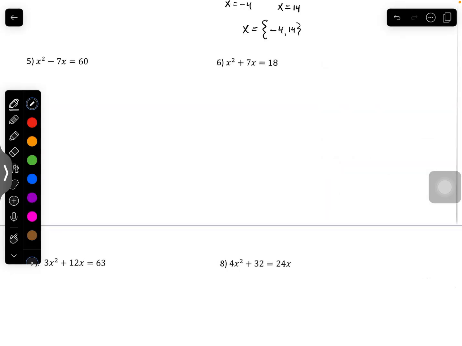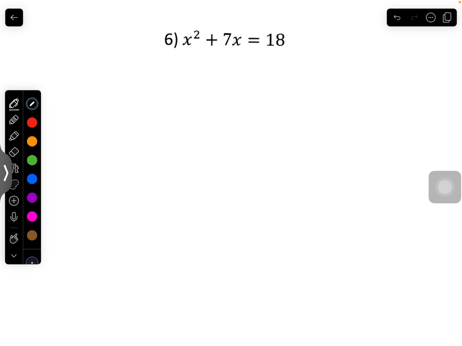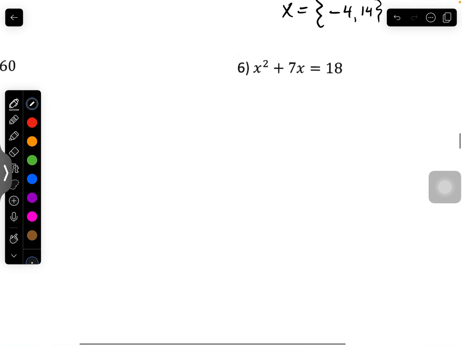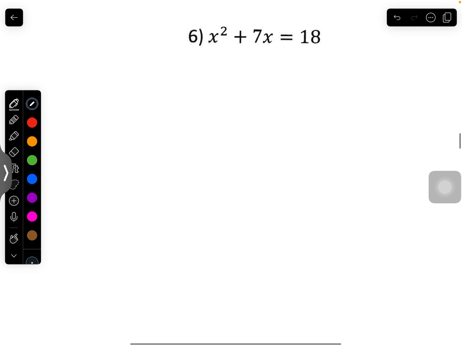Now, when your equation is not already equal to 0, you're not in standard form, what you're going to do is just move your terms from one side to another so that your right side is 0, okay?